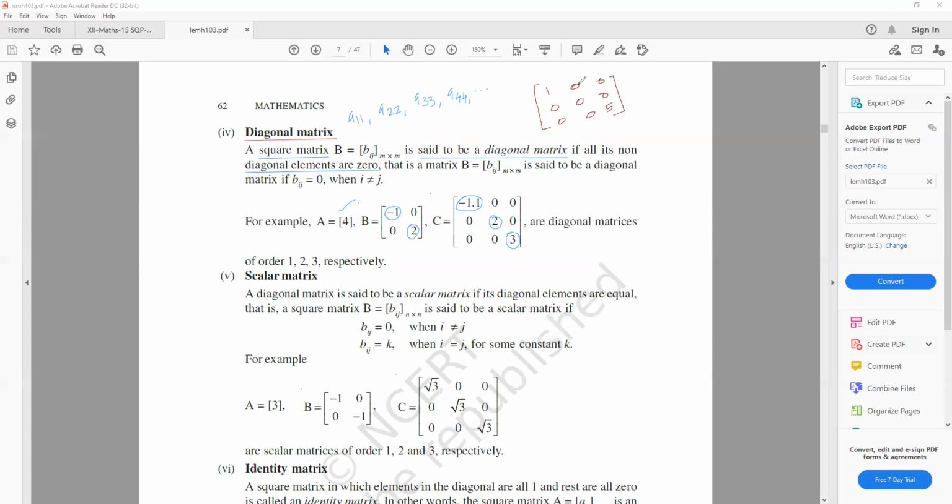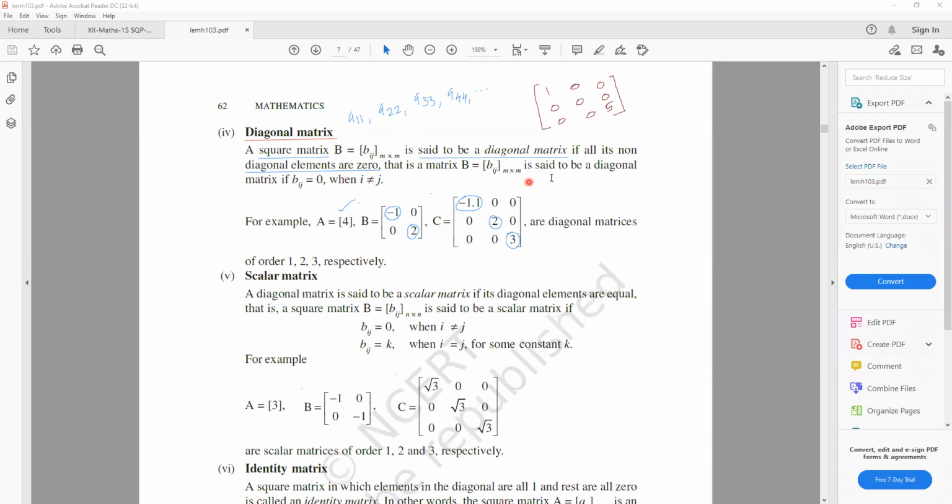Is it a diagonal matrix? Yes, because they did not say that diagonal elements cannot be 0. उन्होंने यही बोला है कि all its non-diagonal elements are 0.